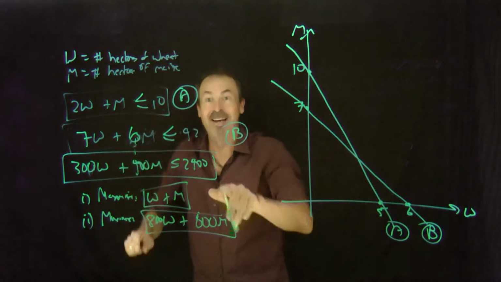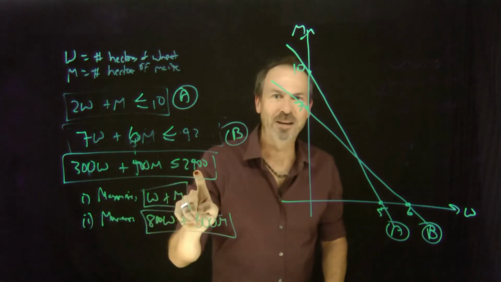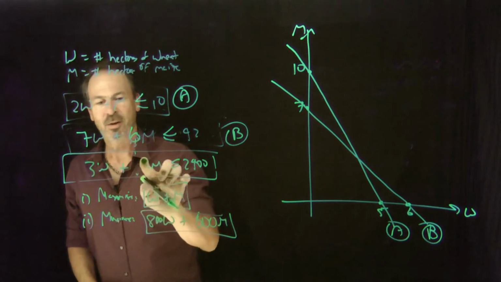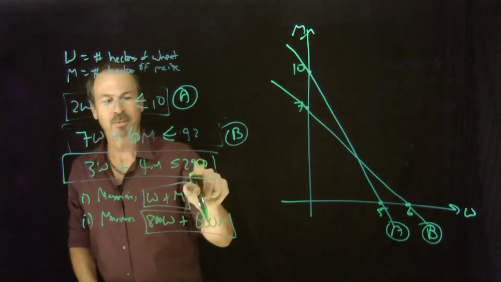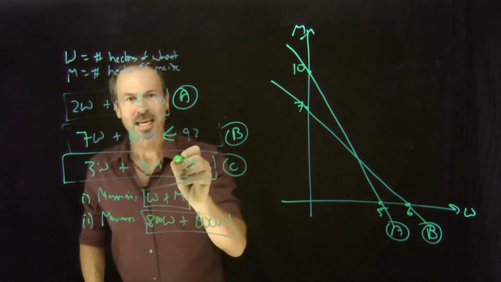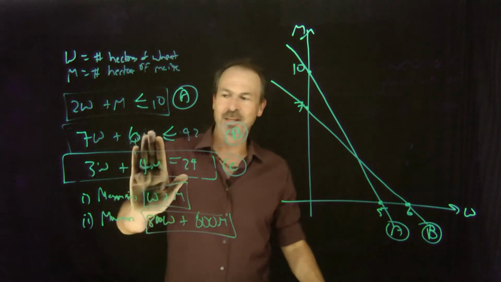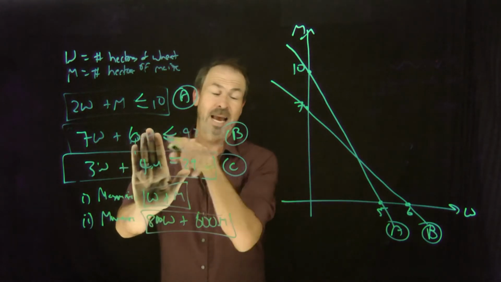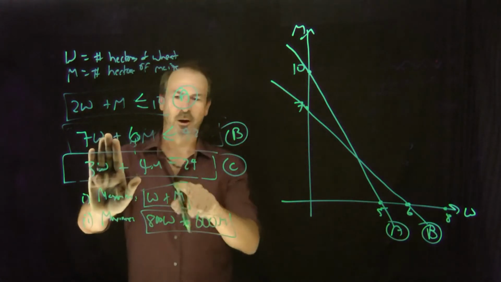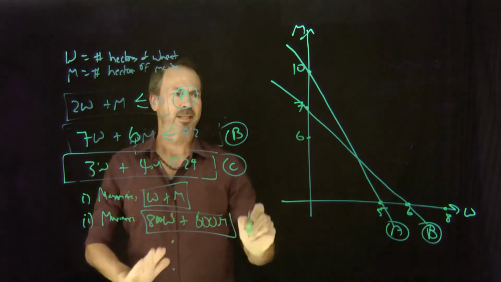So actually now I see I'm in this sort of funny region here, and also positive. Okay, but we've got a third line. 300, 400, 2400. Let's divide everything by 100. An equivalent line would be 3w plus 4m less than or equal to 24. Let's make this line C. 3w plus 4m is 24. If m is 0, w would have to be 8, since 3 times 8 is 24. And if w is 0, m is 6, since 4 times 6 is 24.